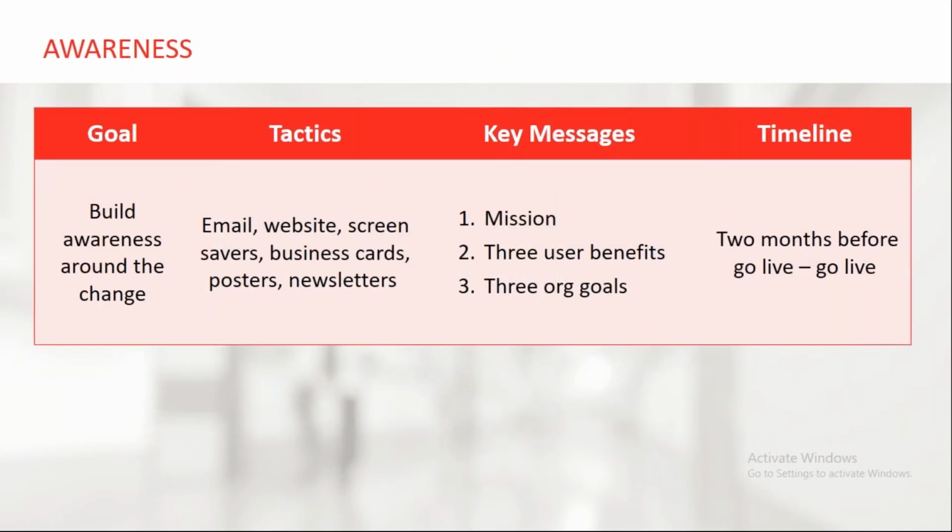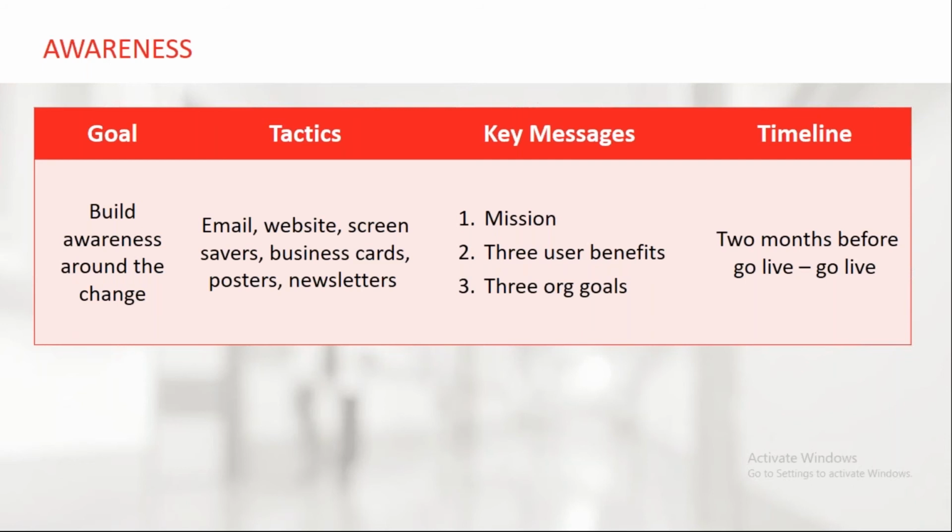So what you can do is leverage this type of framework to actually architect your communications plan. We often do this within Spok. So we say, all right, 2 months before we go live, we're going to communicate out messages around our mission, our 3 user benefits and 3 goals. We're actually going to send out emails, post some things to websites and screensavers. And the goal of what we're trying to do here is to build awareness around the change.